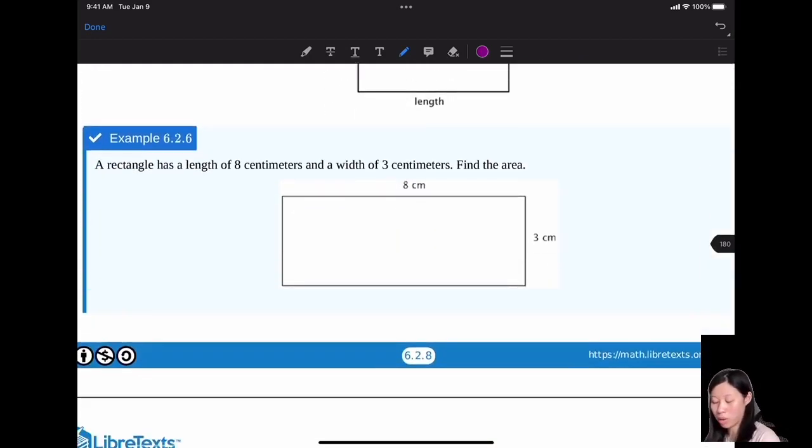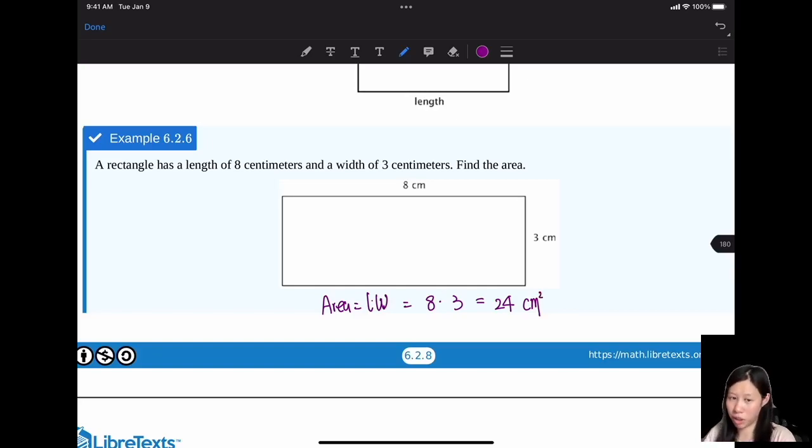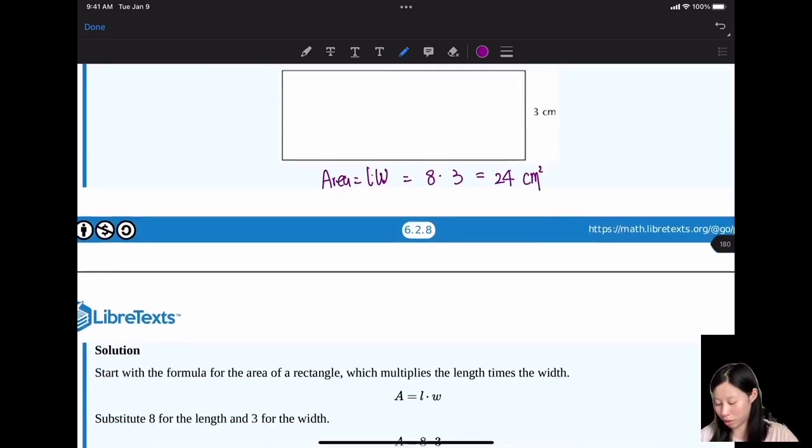So for example, a rectangle has a length of 8 centimeters and a width of 3 centimeters. Find the area. So the area of this rectangle is equal to the length times the width. The length equals 8 centimeters and the width is equal to 3 centimeters. So the area is 24 square centimeters. You need to write the unit. Don't forget about the unit.